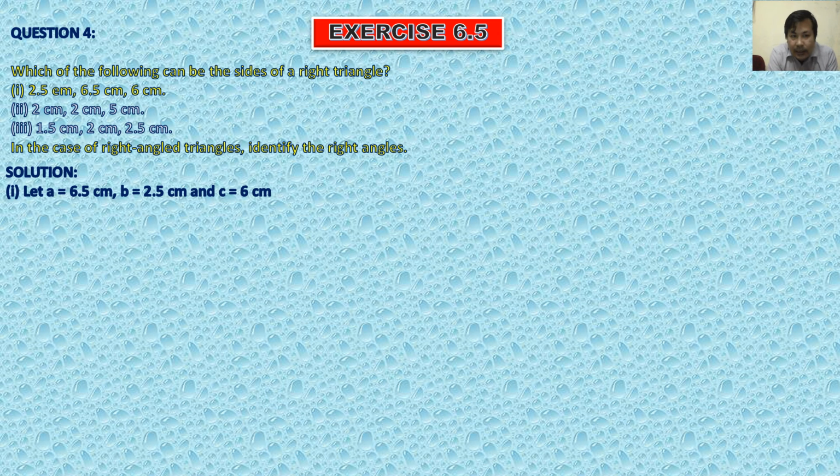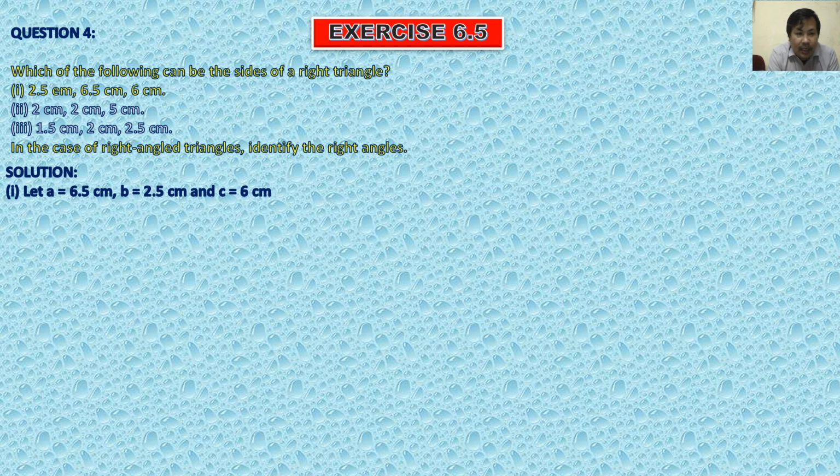So let us take this A as the longest side. The longest side here is 6.5 centimeters, isn't it? One thing, my dear student, you must keep in your mind: the hypotenuse is always longer than the other two sides. So you take the longer one as the hypotenuse, and we take the square on it and put it equal to the sum of the squares of the other two legs, that is B and C, isn't it?